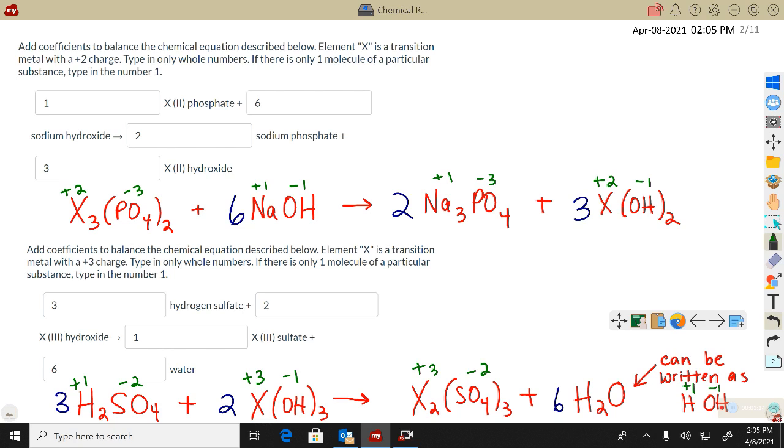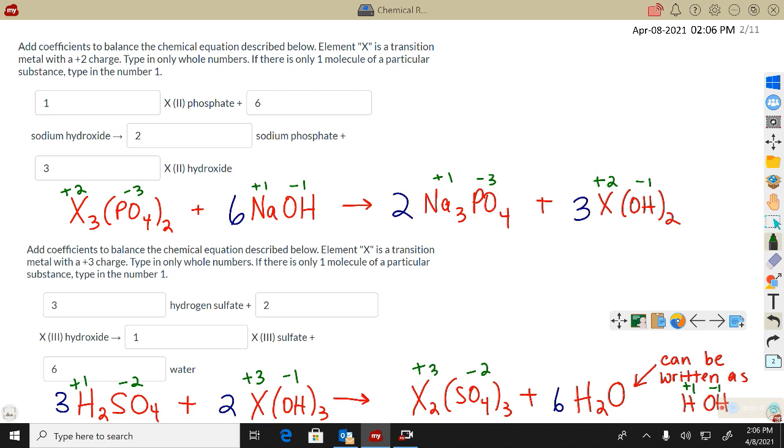Here were two questions where you were just filling in the coefficients. In each there was an unknown transition metal, and they told us the charge. So part of the battle here is that I have to be able to write all these formulas correctly. So the first option, X is a transition metal with a +2 charge. X and phosphate would bond together. Phosphate has a charge of -3. So you can either crisscross or balance out the charge so that you get a neutral formula.